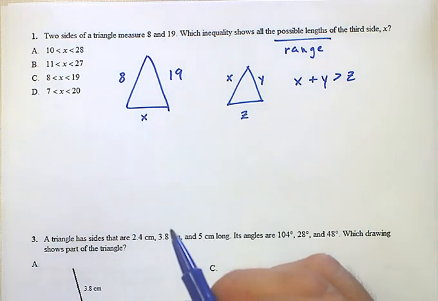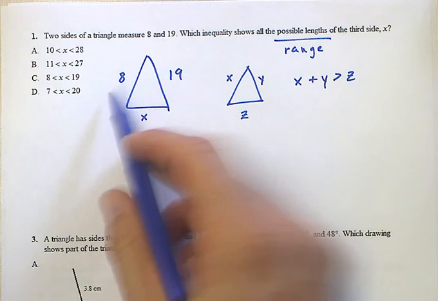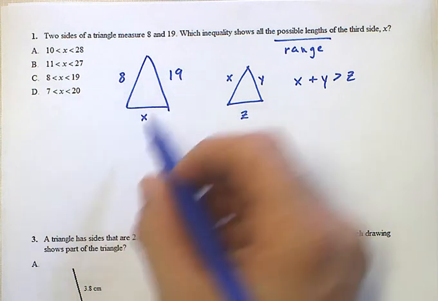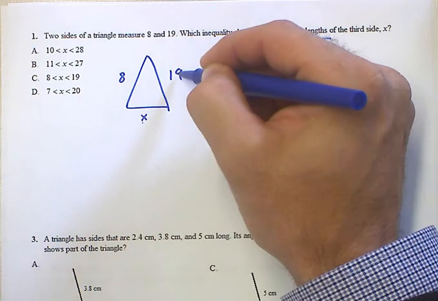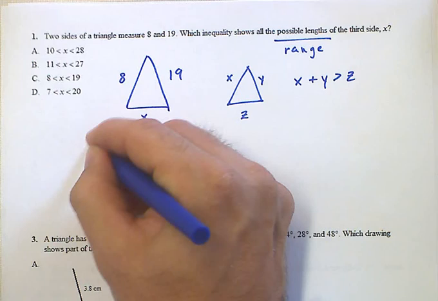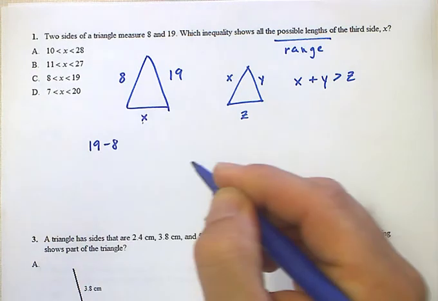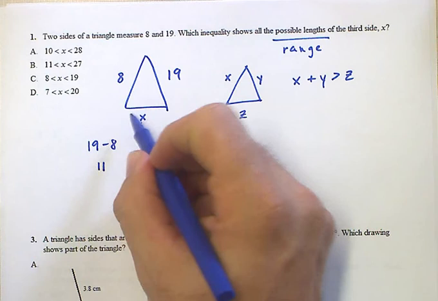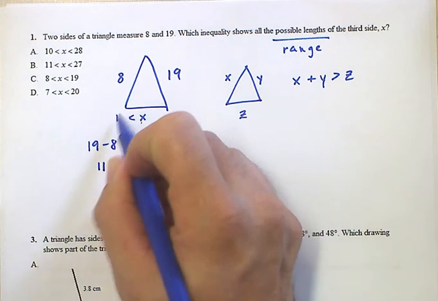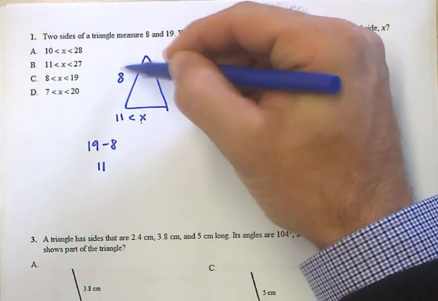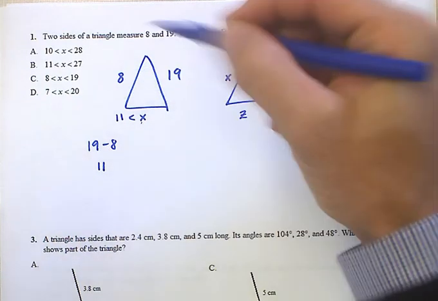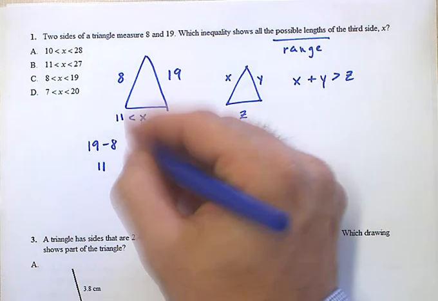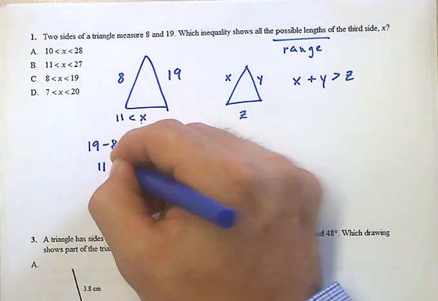Now one way to do that is to find the difference of 8 and 19. Because I know what number plus 8 is going to give me a number greater than 19. Well, if I do 19 minus 8, I would get 11. So I understand that this side here actually needs to be greater than 11. Because if I did 11 plus 8, that would be 19. It would be equal to 19, but not greater. So this is starting to help me find my range.